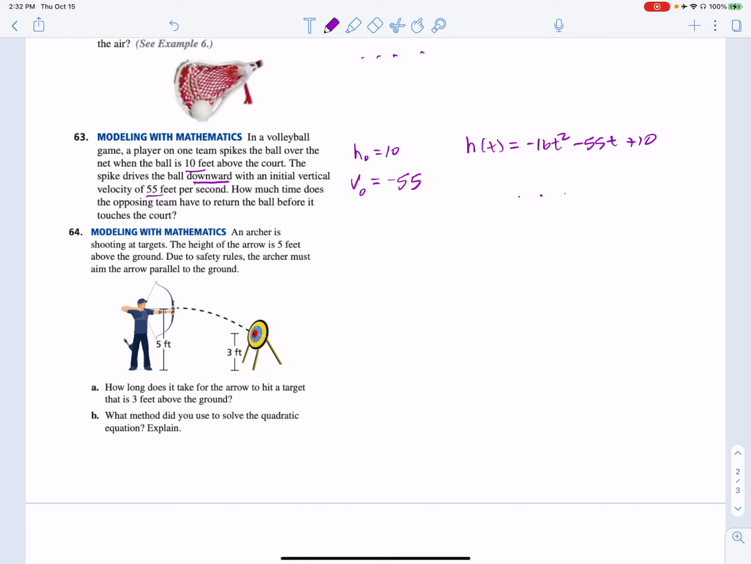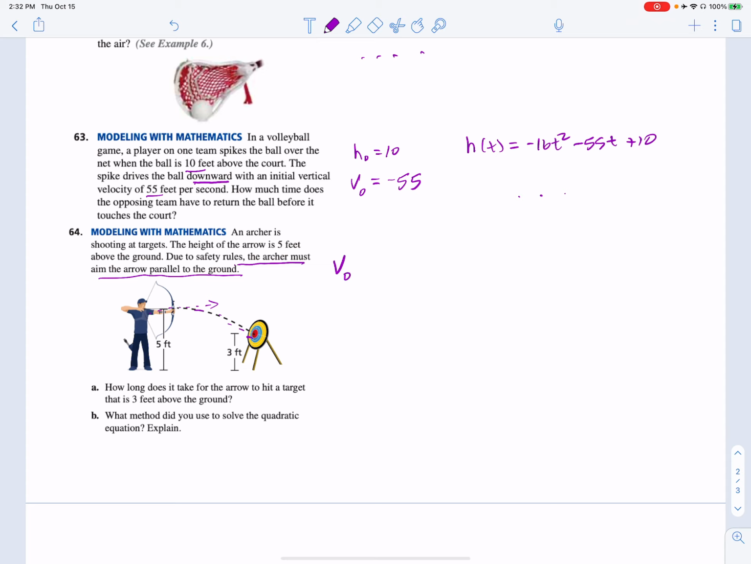And then last, the 64. An archer is shooting at targets. So notice how it's starting by shooting parallel and then it's falling. They're trying to say that it's starting to go parallel to the ground. The height of the arrow is 5 feet. Due to safety rules, the archer must aim the arrow parallel to the ground. So they kind of create the problem to fit that other piece.